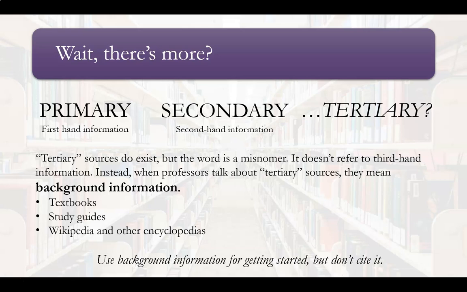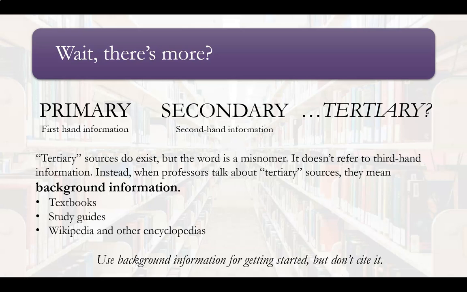But I would not cite a textbook, I would not cite a study guide, and I would not cite an encyclopedia, and it's all for the same reason. I would not cite these things because they contain no original information. No original evidence, like those primary sources have, no original analysis, like those secondary sources have. All that these tertiary sources provide is repeated information. They repeat and repeat and repeat, but they never add anything new of their own. So don't cite tertiary sources, just use them for getting started.